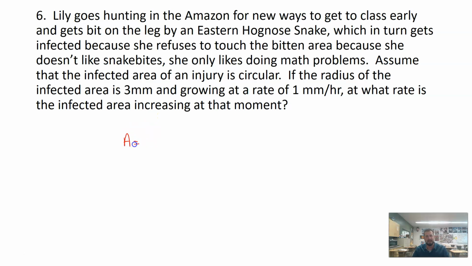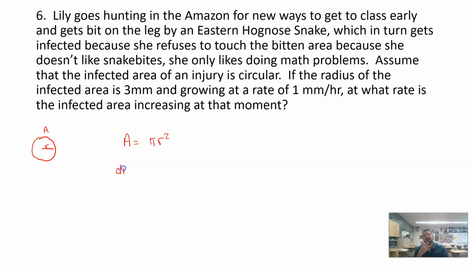So I've got the area of a circle right here. If the radius of the infected area is 3 millimeters and growing at a rate of 1 millimeter per hour, what is the rate of the infected area? Now, again, we could draw a picture, but that's all that picture is going to look like, and there's your infected area right there. So a formula that describes what's going on with both the radius and the area is that the area is equal to pi r squared. So we come up with our formula.